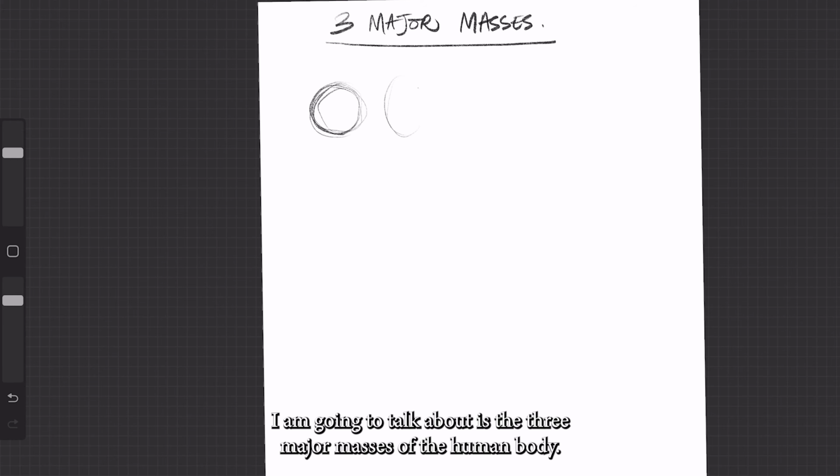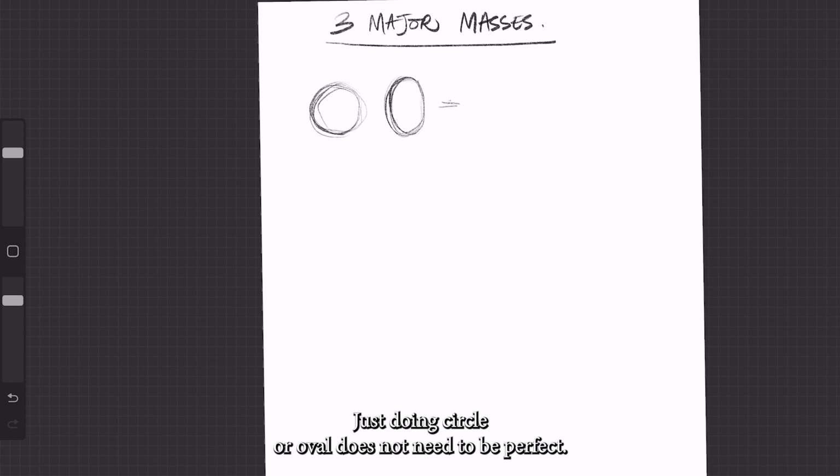The first thing I am going to talk about is the three major masses of the human body. First, the head. Head, I'm just doing a circle or oval. It does not need to be perfect. It's just to give you guys the idea.